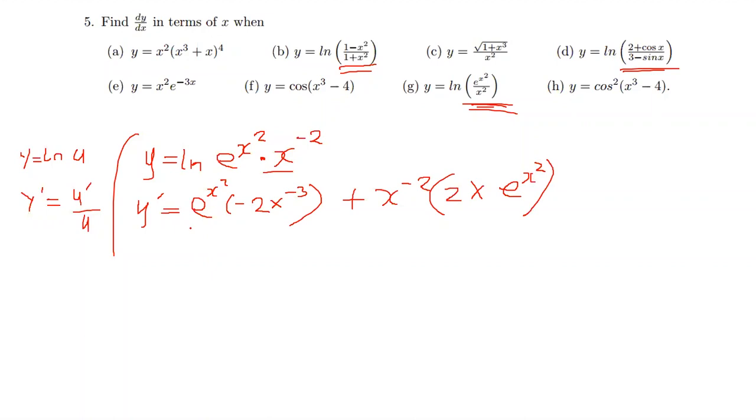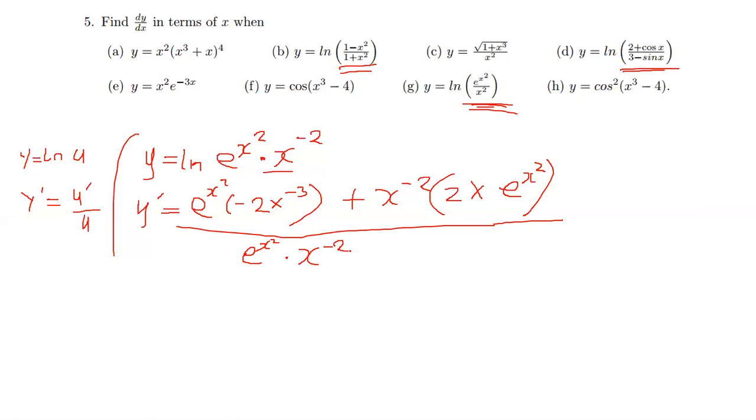And then after doing this, you divide everything by the original function, which is e to the power x squared over x to the power 2, which is just the same as this. So that can also be written as e to the power x squared multiplied by x to the power negative 2.